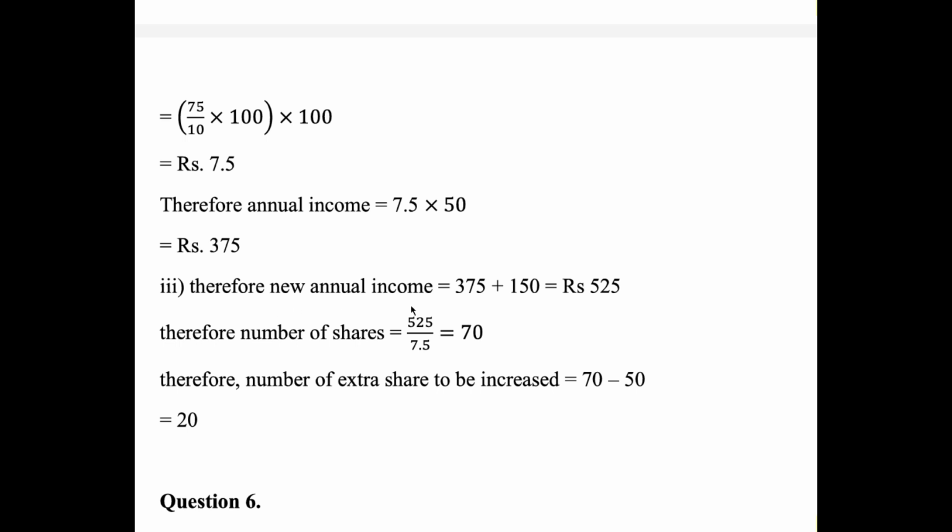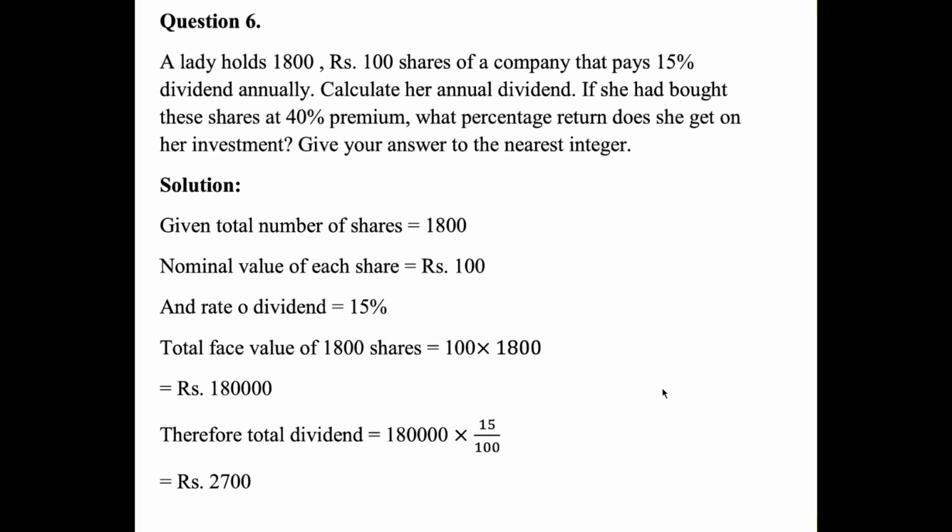Therefore new annual income is 375 plus 150, that comes to 525. So therefore number of shares is 525 divided by 7.5, that is 70. So the number of extra shares to be bought is 70 minus 50, which is equal to 20. Now come to the next problem.